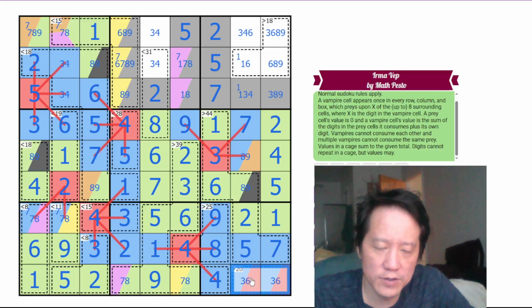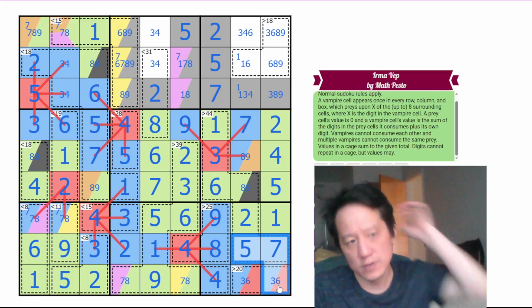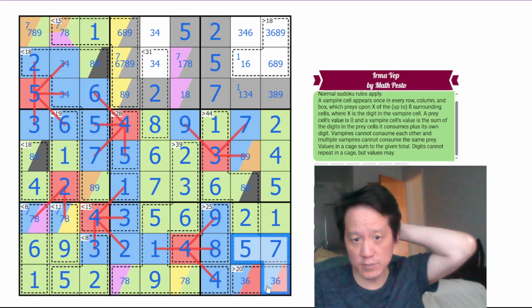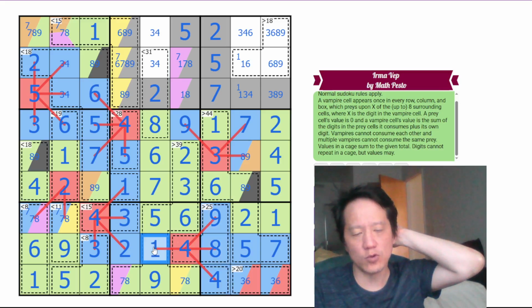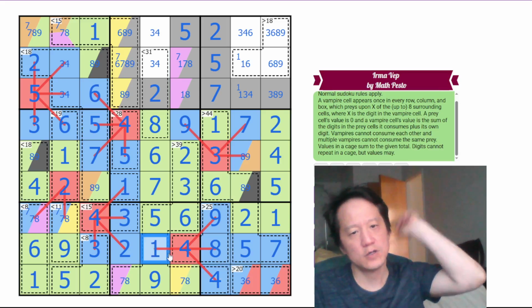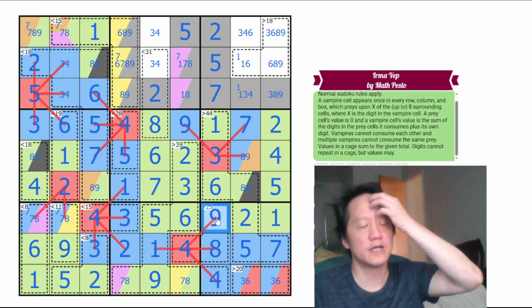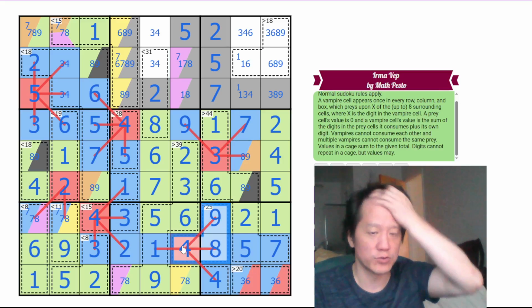This 3 vampires off 5, 6, and 7. So that's 18 plus 3 is 21, which is greater than 20. This 4 vampires off 9, 8, 4, and 1. So 4 plus 1, 4 is 9. Plus 9 is 18. Plus 8 is 26, which is greater than 25.